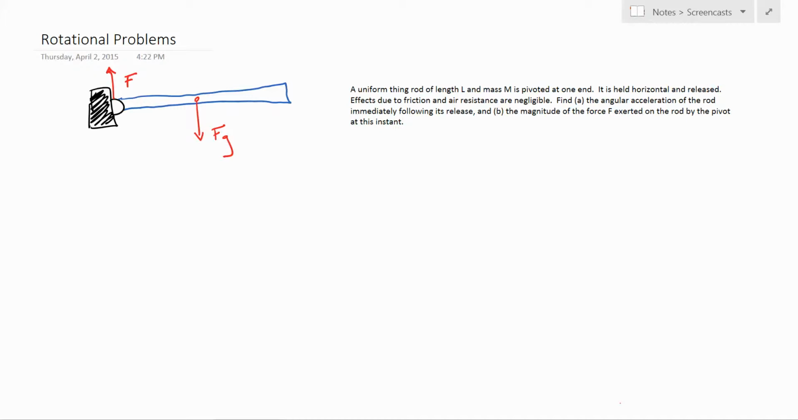Here are a pair of problems on rotation taken from Tipler and Mosca's Physics for Scientists and Engineers. So, examples that aren't from the textbook we're using, so all of those examples are still good for you.